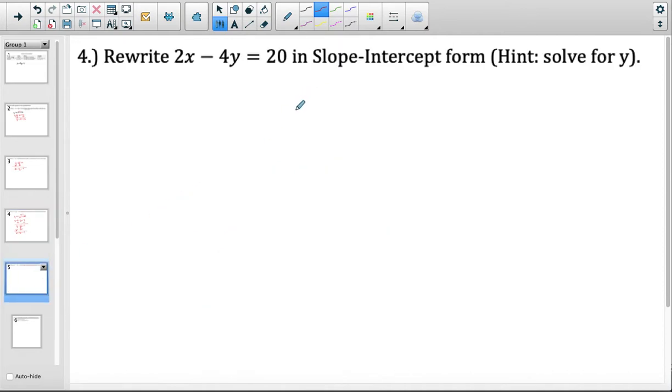All right, to example number 4, moving right along here, we have 2x minus 4y equals 20. And we want to write in slope-intercept form. So let's go ahead and write down 2x minus 4y equals 20. And we want to get y by itself, so we're going to subtract the 2x over.